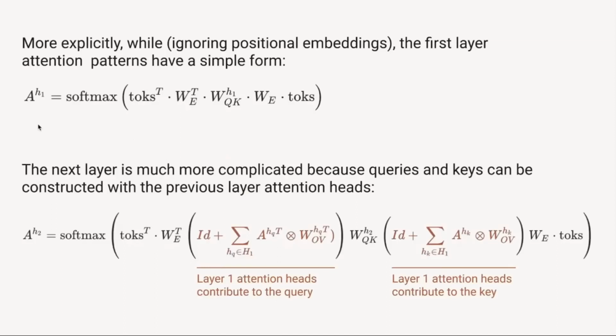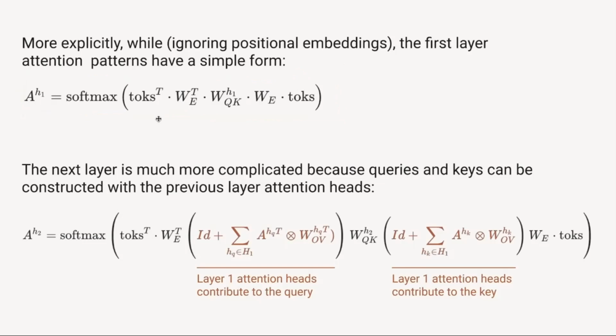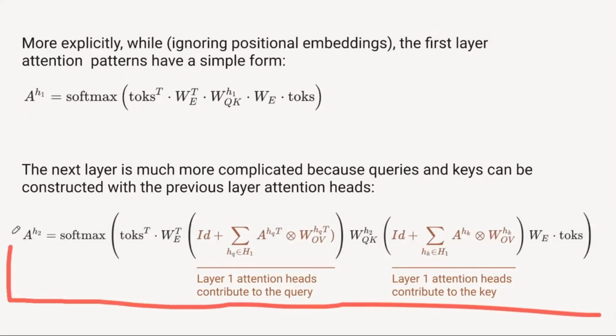So when we looked at the first layer, the equation for our attention pattern was this. It's a little bit complicated, but this is the thing that we called our QK circuit matrix, and we're multiplying by tokens on both sides. But when we move to the two-layer model, all of a sudden it becomes a lot more complicated.